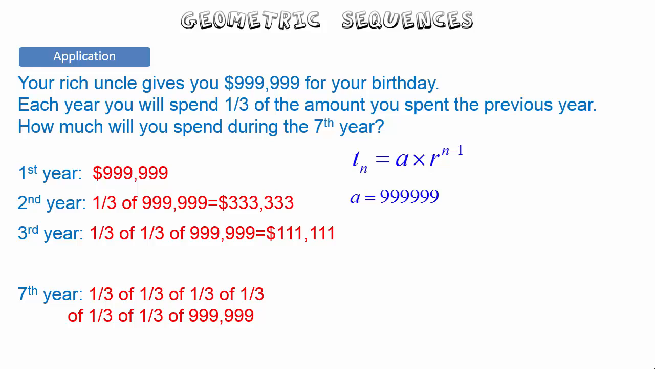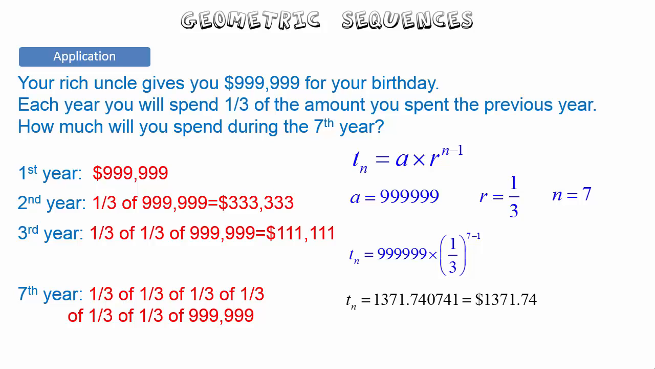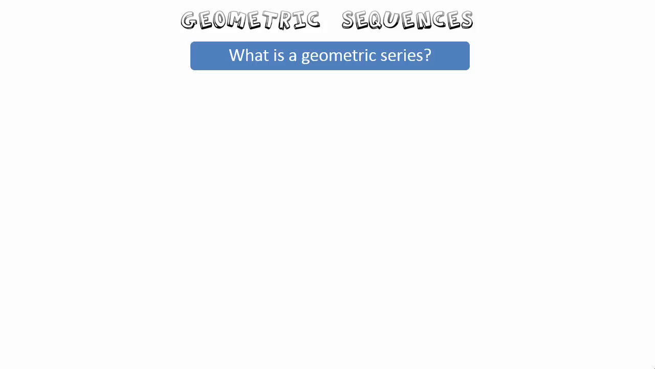There's our formula. We know that the first term will be 999,999, and we know that our common ratio will be 1/3. As you can see from the left, when we worked out each term, or each year in this case, we're working out 1/3 of the previous year. Substituting those two values in our formula, with n equals 7, because we are working out the 7th year, you can see what we have there, and working that out, it comes out at about $1,371.74. Now, what is a geometric series?